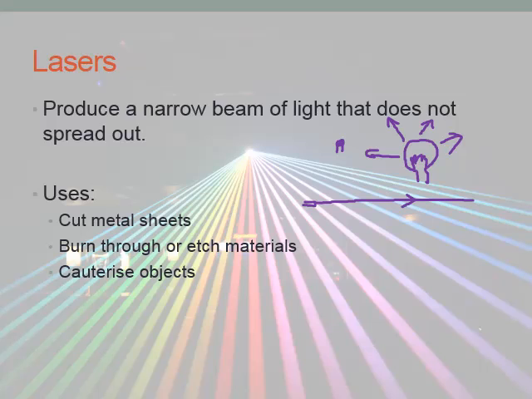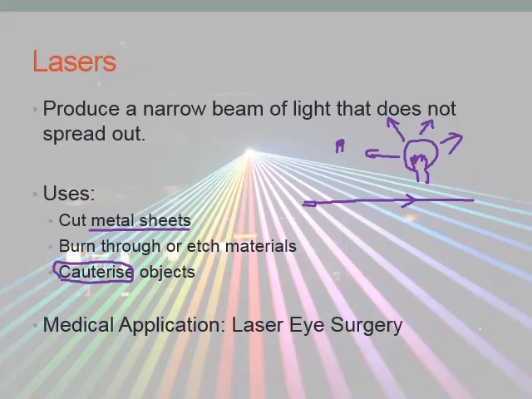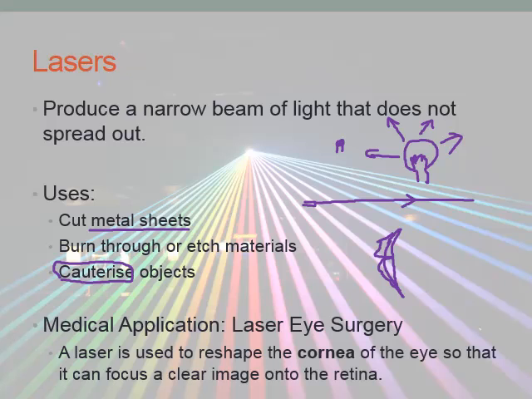And for the uses, they can cut through metal sheets if it's high powered enough, burn through or etch materials, and the minimum we've got to know about is cauterizing. If there's an area that needs cauterizing, which means brought together by heat, then you'd use a laser, and that would be used in, for example, laser eye surgery. It's used to reshape the cornea of the eye.